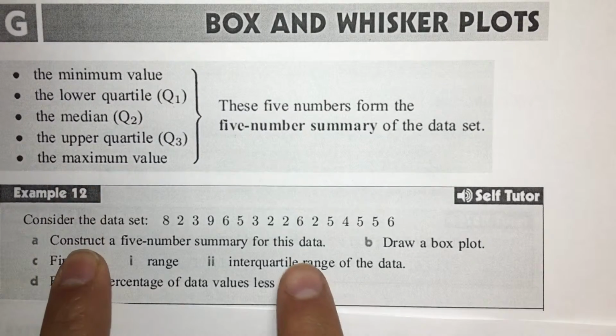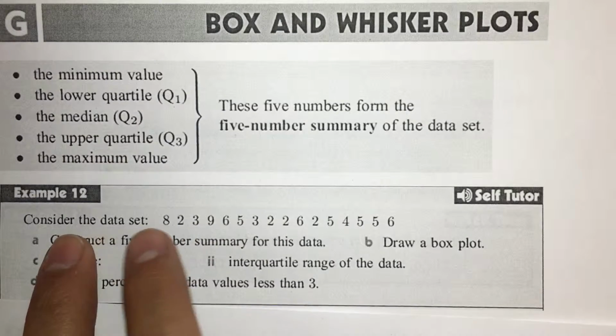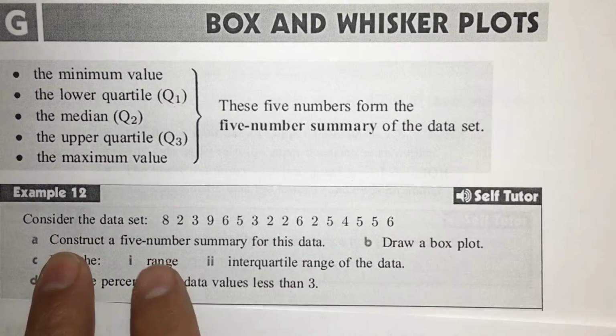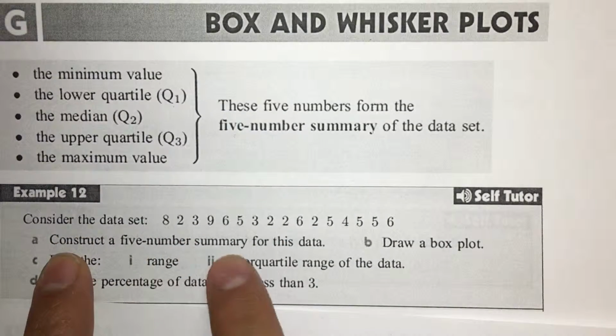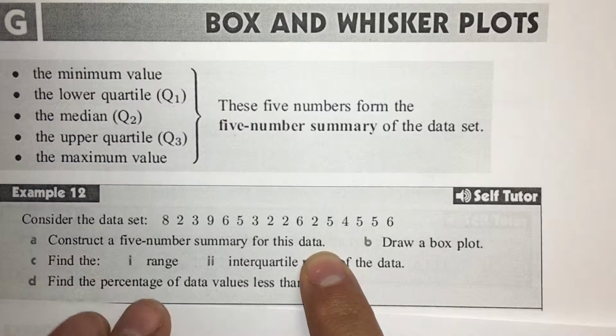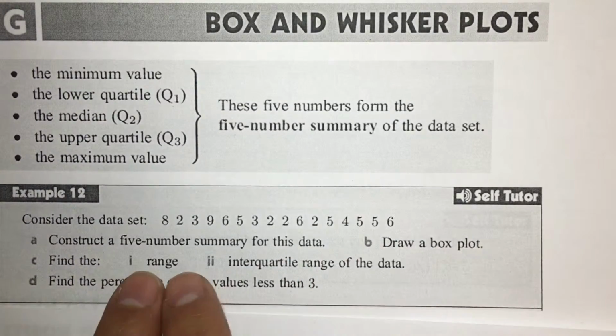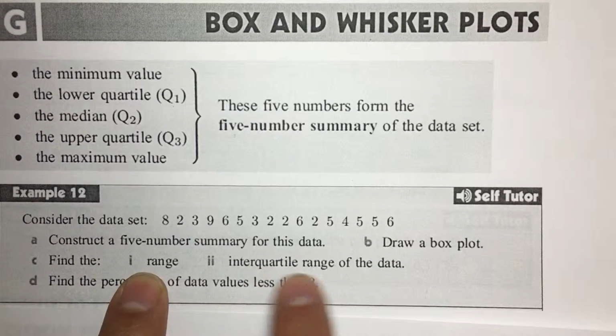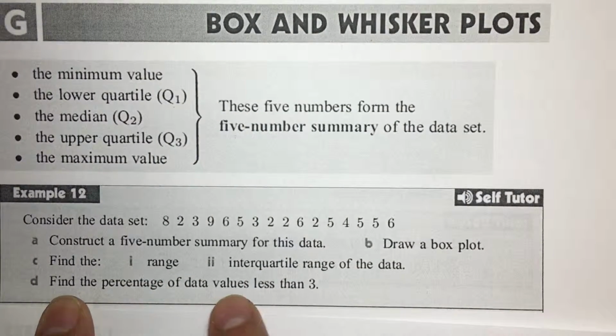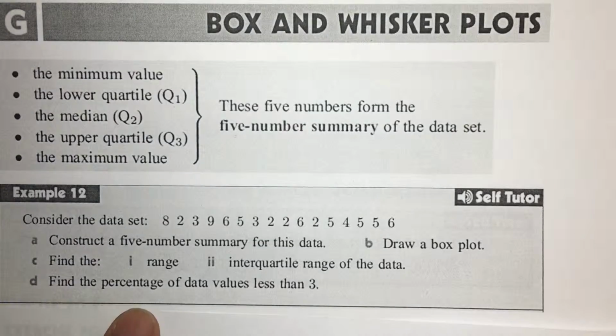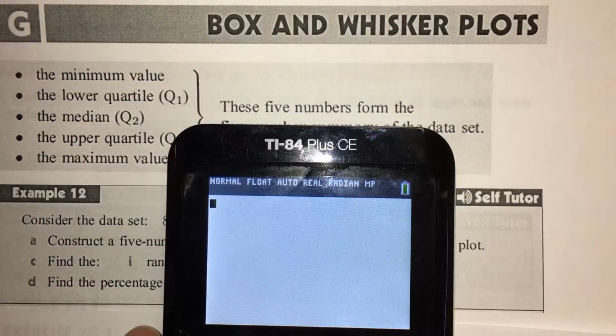So to do this, we have an example. It says consider this set of data, and we're supposed to construct a 5-number summary of the data and then draw a box plot. And we're going to find the range, the interquartile range, and then the percentage of data values less than 3. So to do this, I'm going to use a calculator.